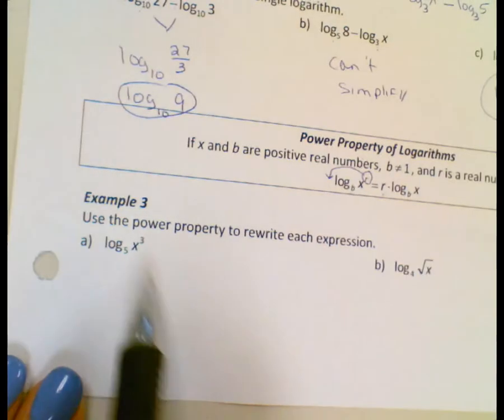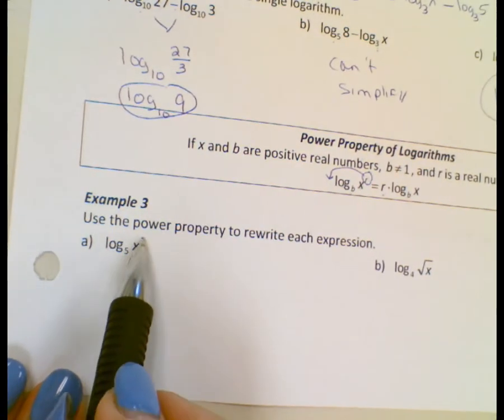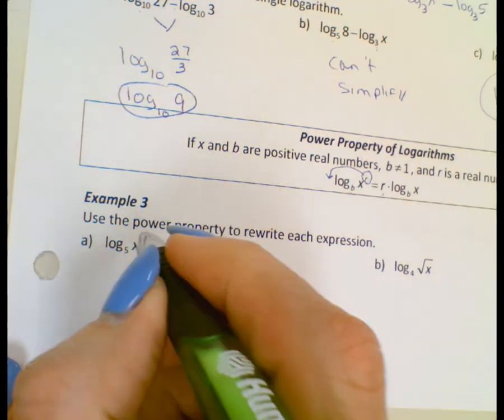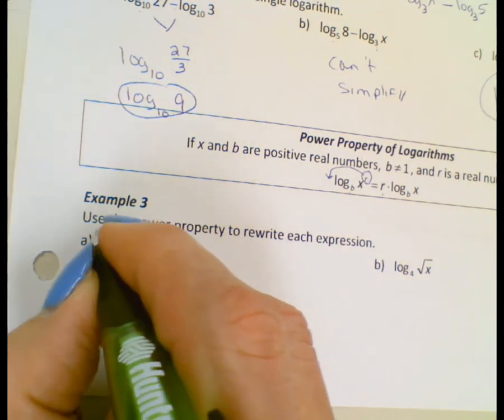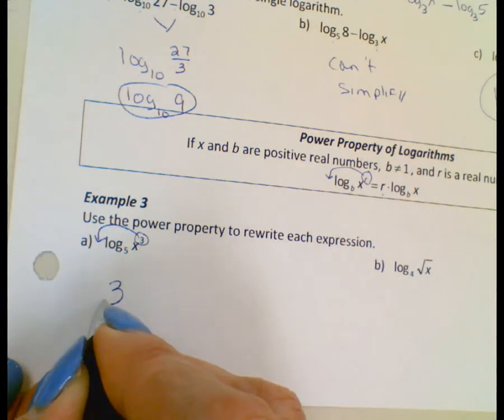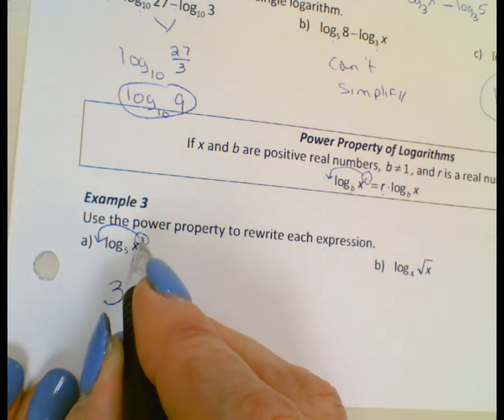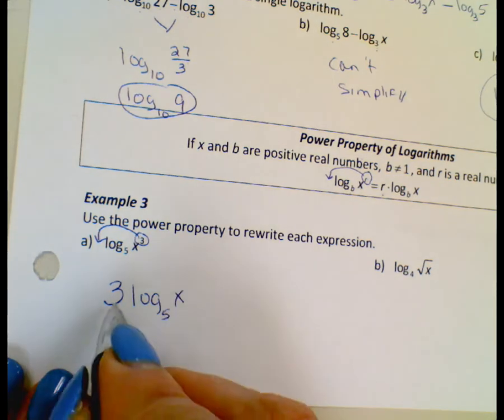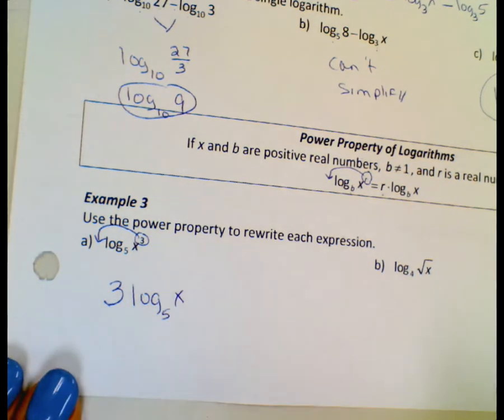So in this problem, you have log base 5 of x cubed. I'm not saying this is a bad way of writing this, but the best way of writing this is to take this 3 and move it out front. So it's going to be big 3. See how it's little there? It's going to become big 3, log base 5 of x. So now it's 3 times all of this.